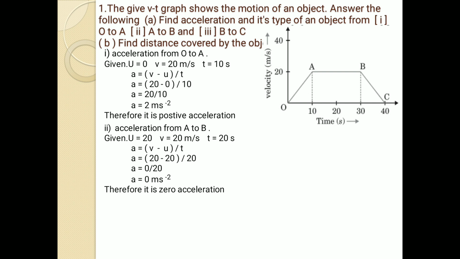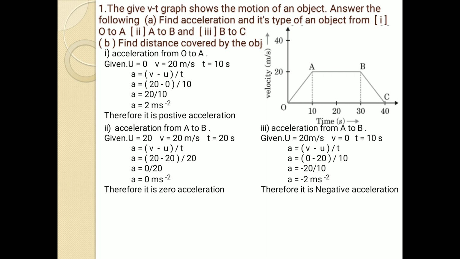Okay, from point A to B, there is no change in velocity. Then what type of motion is that, children? This is a uniform motion. An object moving from A to B is in uniform motion. Is it clear?